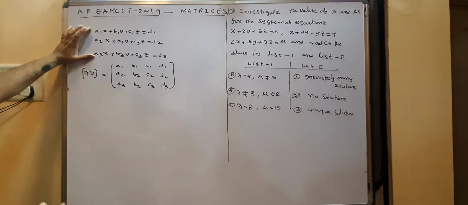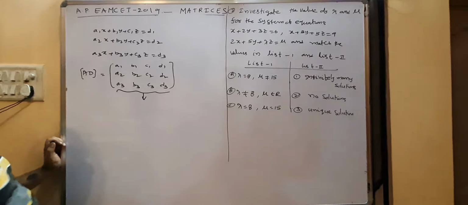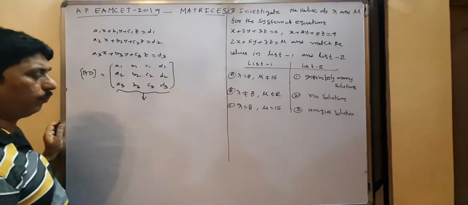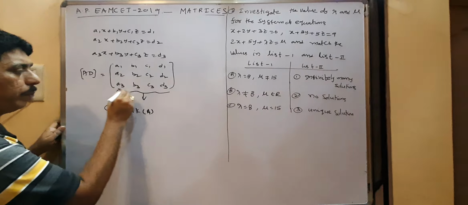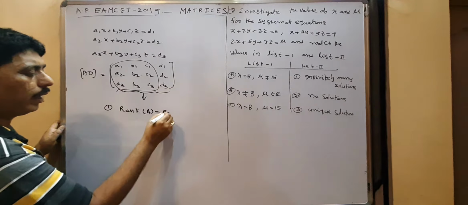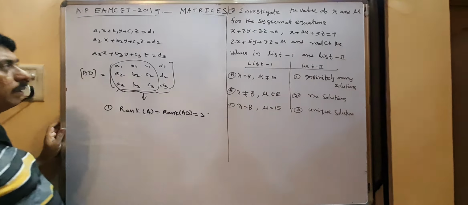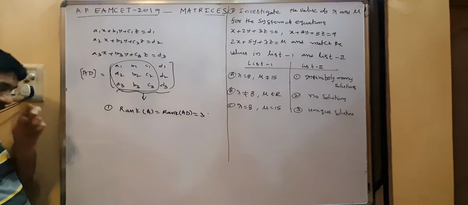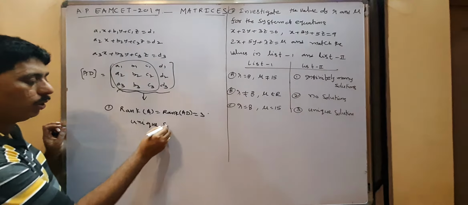You have to find whether the non-homogeneous system has a solution or not. Consider the augmented matrix and convert this augmented matrix into echelon form. First point: rank of A is equal to rank of AD, equal to 3, which is the number of variables. You have x, y, z, 3 variables. So it is consistent with a unique solution.